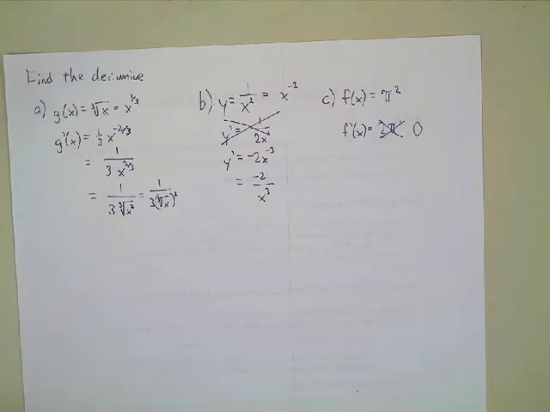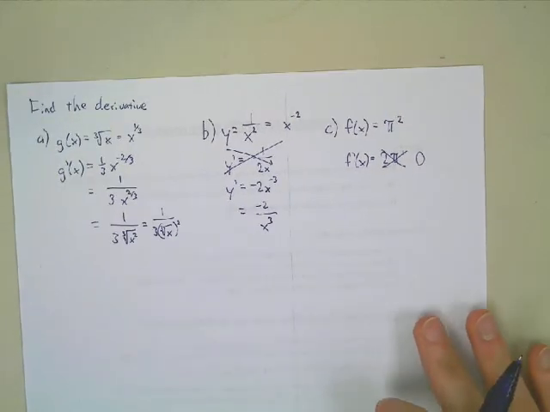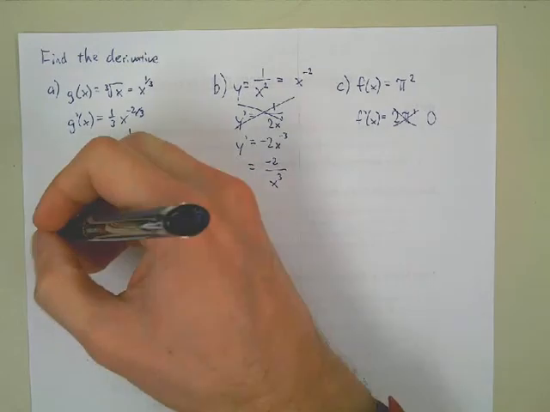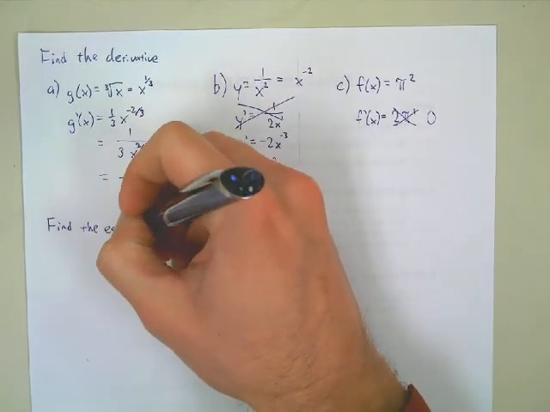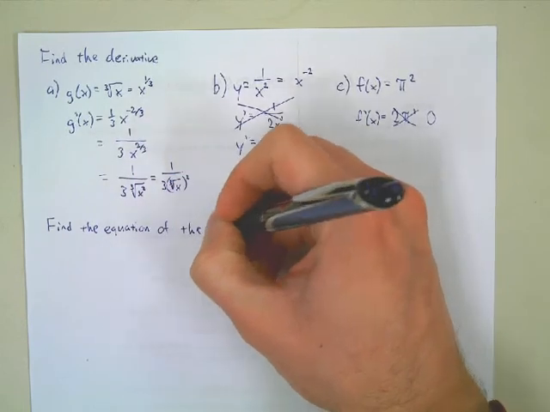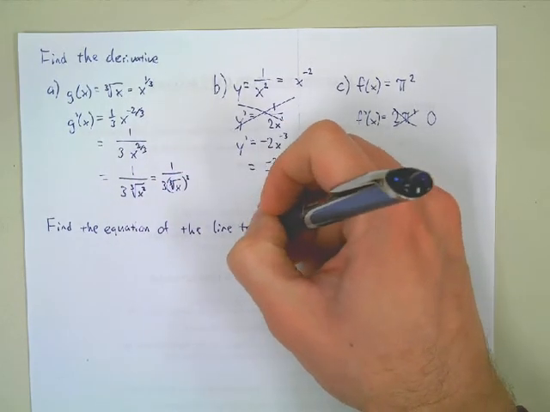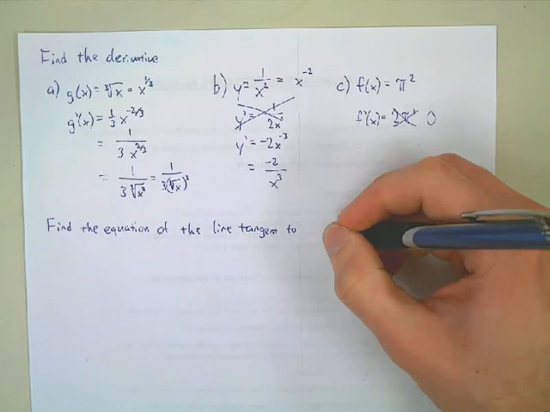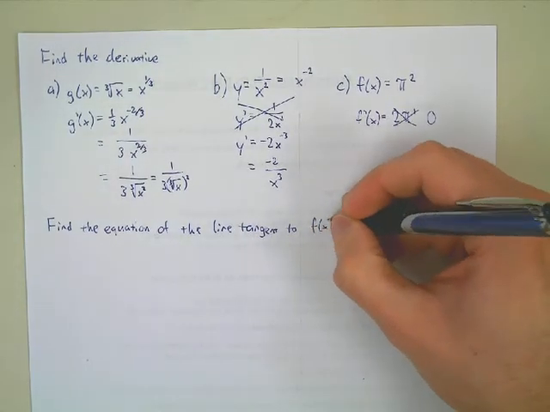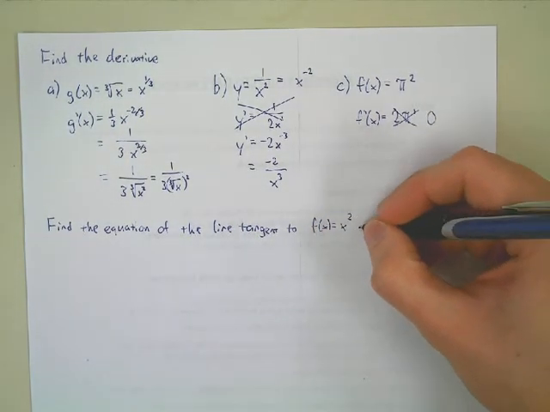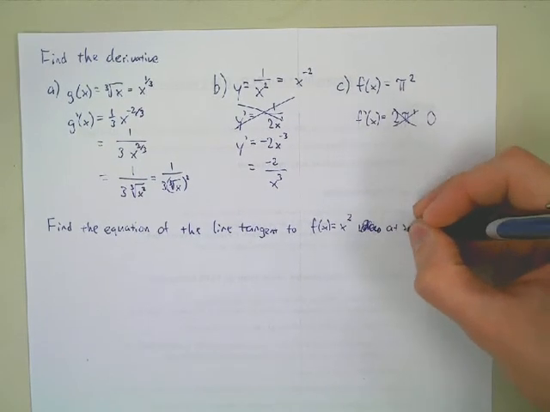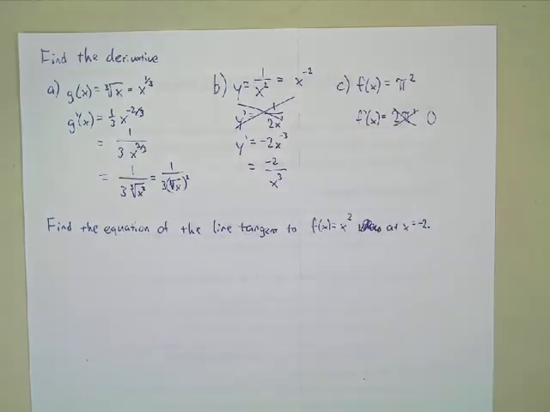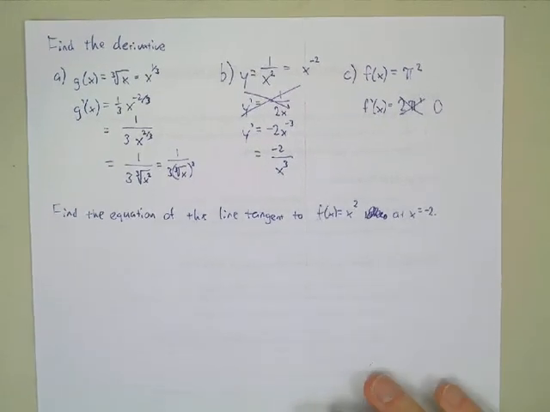All right, so I think we should have enough time. I'm going to have you do one more thing here. Find the equation of the line tangent to f of x equals x squared at x equals negative 2. Find the equation of the line tangent to f of x equals x squared at x equals negative 2.